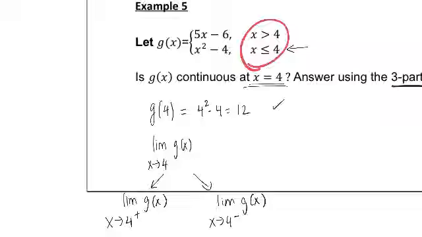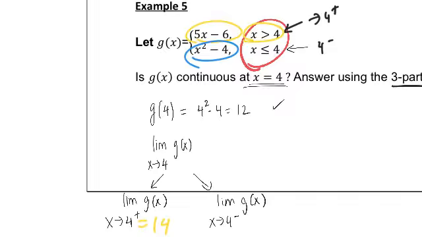So greater than 4 is approaching from the right, and less than 4 is approaching from the left. So for approaching from the right, I'm going to use this rule, and I'll get 4 times 5, or 5 times 4, 20 minus 6 is 14. From the left, I'm going to use this rule, and I get 16 minus 4, or 12, right? So the two limits are not equal.